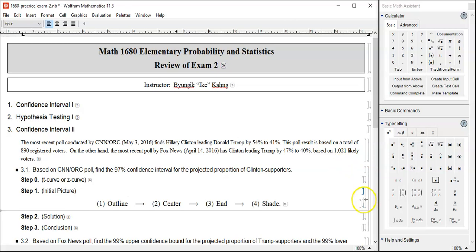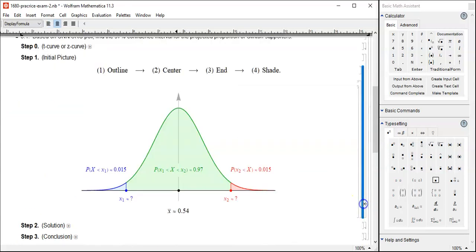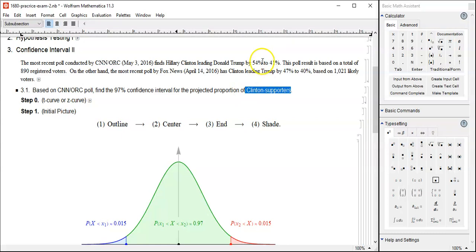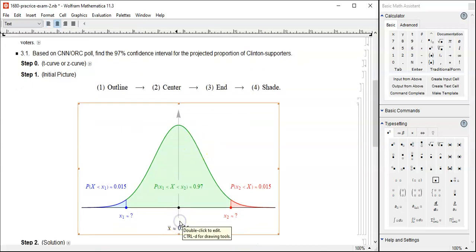Now that we have z-curve, let's draw an initial picture. It looks like this, going up and down, unimodal, symmetric, and so on. And the center is, of course, the observed mean. Now, 54% versus 41%, which is the observed mean? The problem asks about Clinton supporters, so the Clinton number, 54%, based upon that poll. I'm not talking about the reality. We already know what happens in the real election. That's not the problem we are talking about. It's this particular poll we are doing here. So 54% goes to the center, and then we are looking for the left-hand side and the right-hand side endpoints.